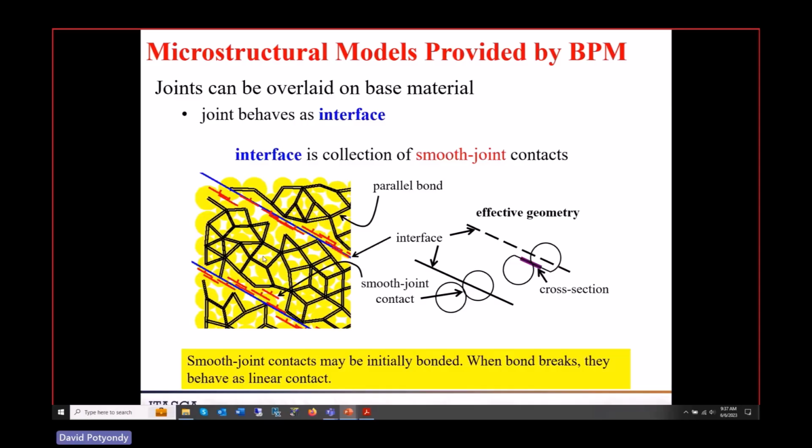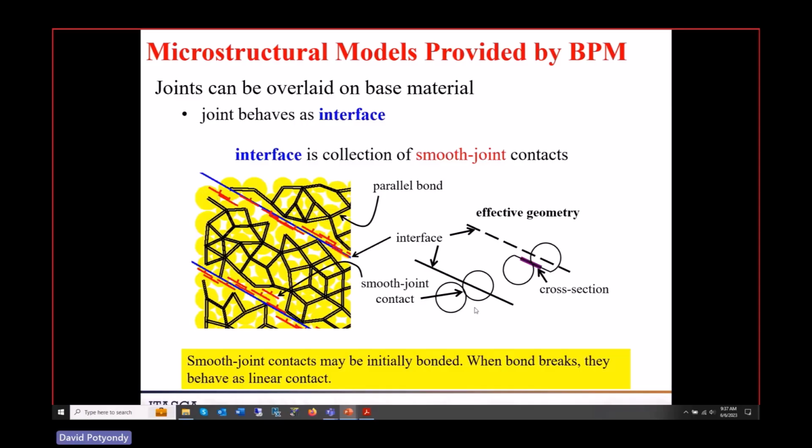Then what we do is we say, insert a smooth joint, two of them. The joint conceptually is this blue line and this other blue line. What we do is we say, let's find all the contacts that have particles on opposite sides of the joint. Those are the red guys. So you can see they're not perfectly aligned. They're kind of up and down and up and down, okay? Each one of those is going to get this smooth joint contact.